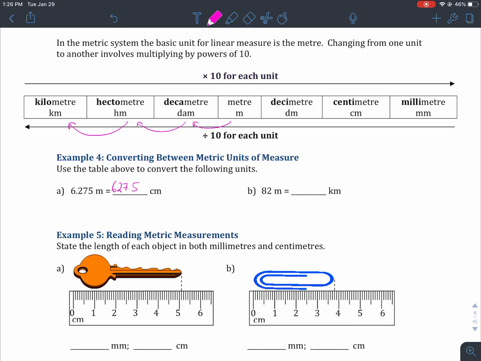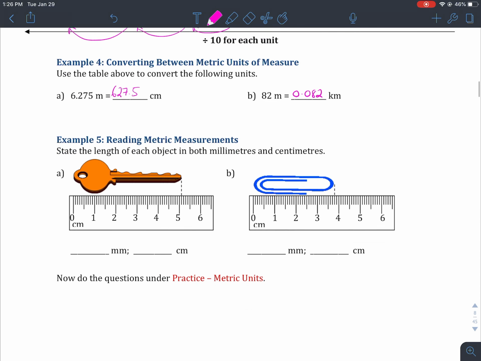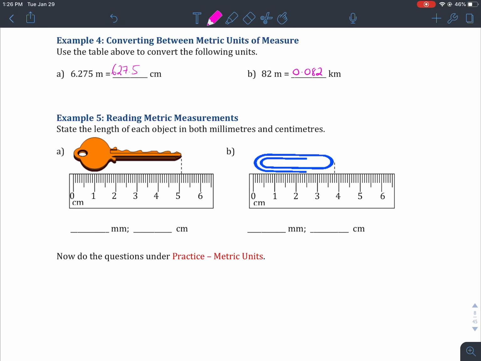For part B, we're going to go from meters to kilometers, so let's get rid of those arrows again. 1 jump, 2 jumps, 3 jumps. I'm going to the left, so I'm dividing, so we're going to divide by 1,000. So 82 divided by 1,000 is going to tell me that I have 0.082 kilometers. Okay, the direction is important.